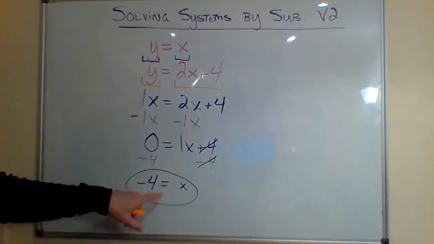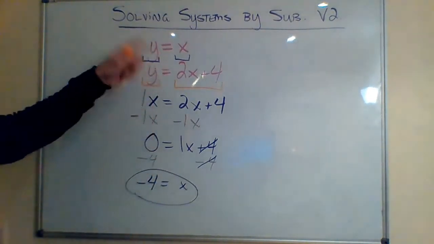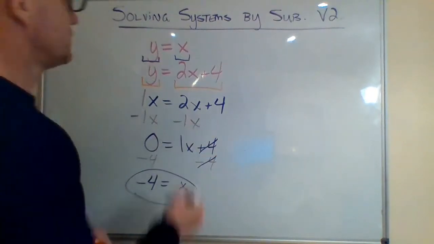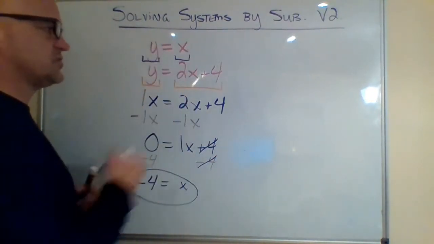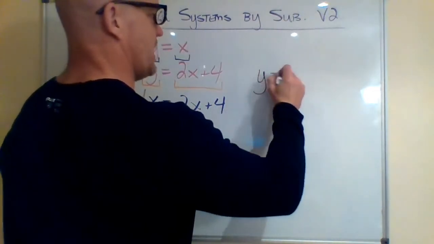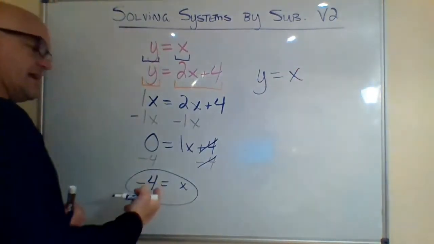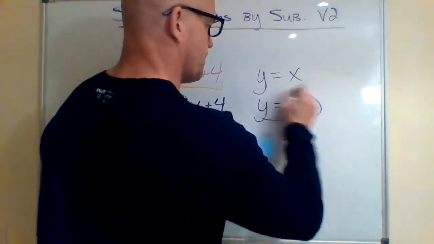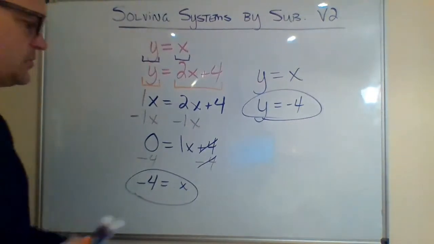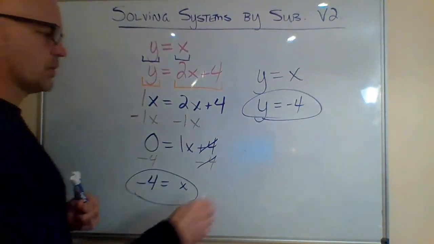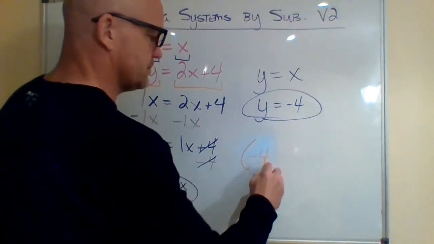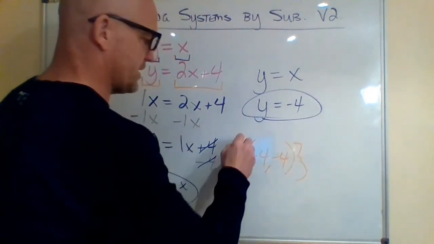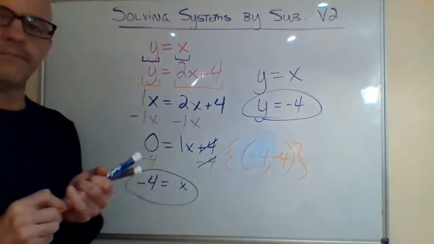Now, once we have our x value, we're going to simply go back up to one of our equations, plug it in, solve for our y. In this case, since y equals x, that one's super simple. If y equals x, and we know x is negative 4, y equals negative 4, man. So that means that my solution is the coordinate negative 4, negative 4. Since it's a solution, put it in our brackets, call it done.